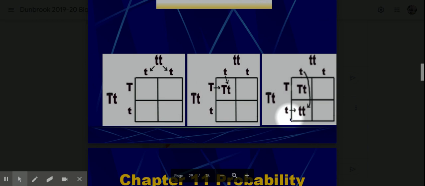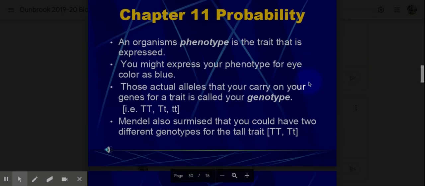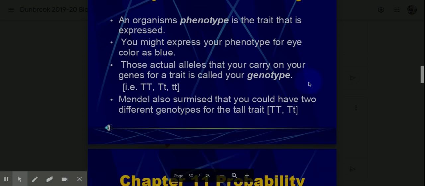And again, this is just how we do the Punnetts. You guys are already familiar with this. Gametes or sex cells on the outside here, and children as a combination of those gametes in the boxes. Okay. More vocabulary. If you don't know the difference of genotype and phenotype yet, you're behind the ball and you better get on it. All right.